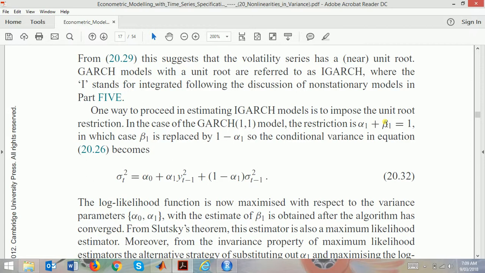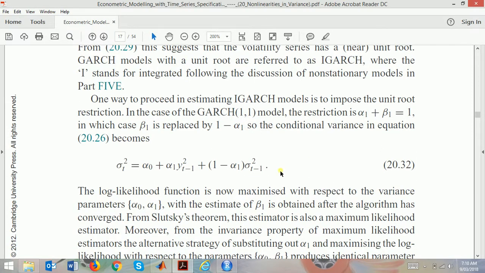and in which case beta 1 is replaced by, obviously doing an equation solution, beta 1 equals 1 minus alpha 1. So in place of beta 1, we simply put 1 minus alpha 1, and hence the first parameter and the second parameter. The second parameter, the control parameter for the GARCH part, changes to 1 minus alpha 1, and the conditional variance in the equation becomes as it is before, just with 1 minus alpha 1.